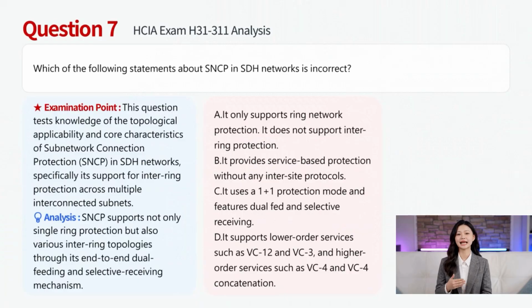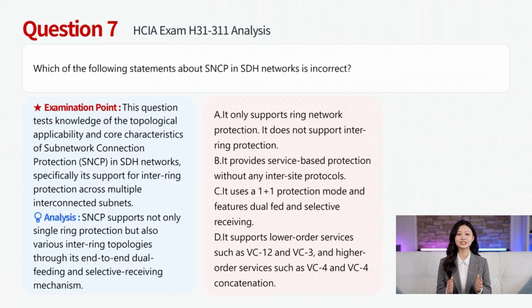Subnetwork Connection Protection, SNCP, is a highly flexible end-to-end path protection mechanism defined in ITU-T G.841 for synchronous digital hierarchy, SDH networks. Contrary to the claim that it only supports single ring protection, SNCP is explicitly designed to provide reliable protection for services traversing multiple interconnected subnets, including various inter-ring topologies. It supports all common inter-ring networking configurations such as ring with chain, tangent rings, intersecting rings, and dual-node interconnection, DNI, between two or more rings.